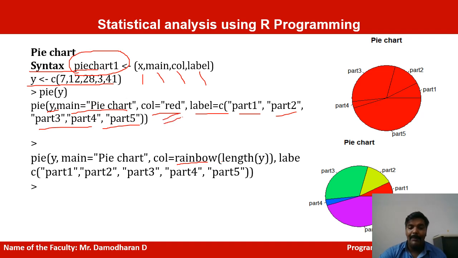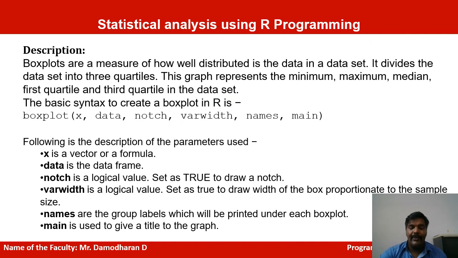Suppose it is a fully plain color, we will give the color name from here. Okay, the next one is the box plot. Earlier we used a pie chart. Now we are going to see the box plot, and how we plot the values in the graph.